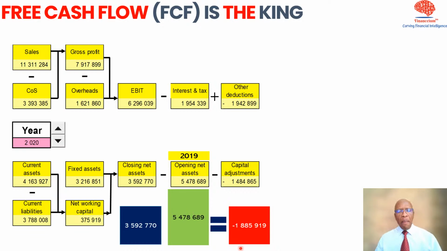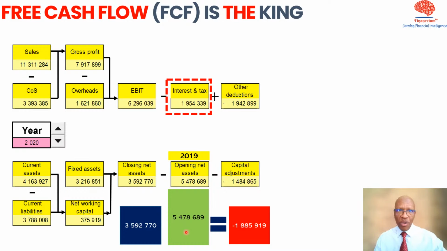assets. But this is actually good, because what it's telling us is that there's been an injection in growth opportunities by this business. That's what it's telling us, because we can see by the negative number here that we started the opening year with higher assets.